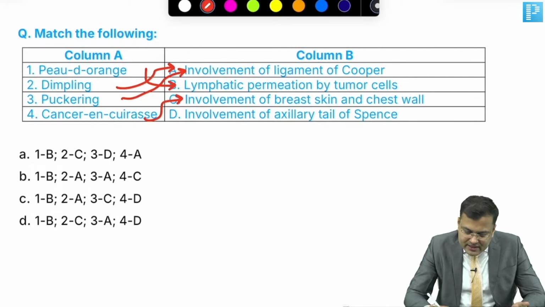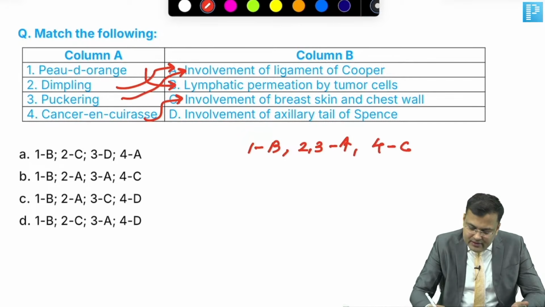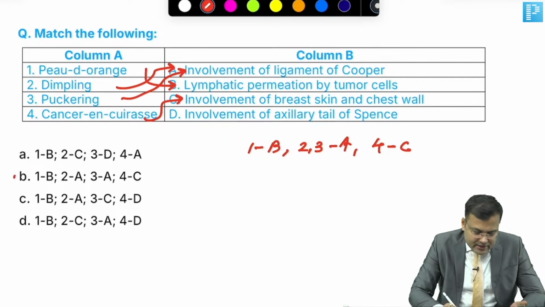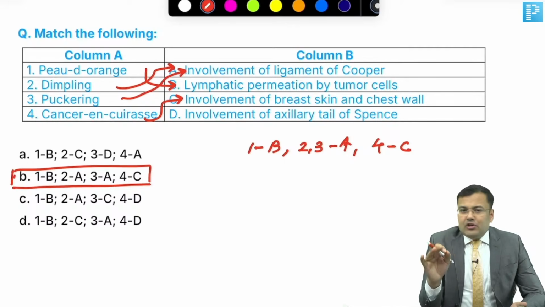Almost everybody is correct. You can see here it's 1B, 2 and 3, that is A, and 4C. Clear? So it is 1B, 2A, 3A, 4C. So the correct answer is option B. It's 1B, 2A, 3A, 4C. Clear? This is very important. Almost every year you are going to get a question related to peau d'orange.